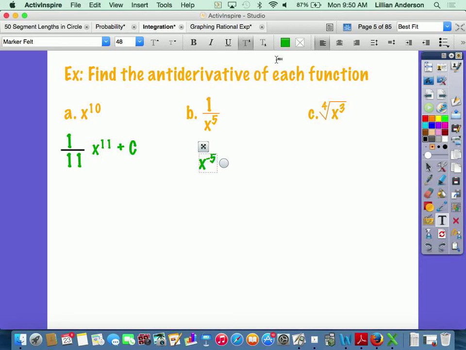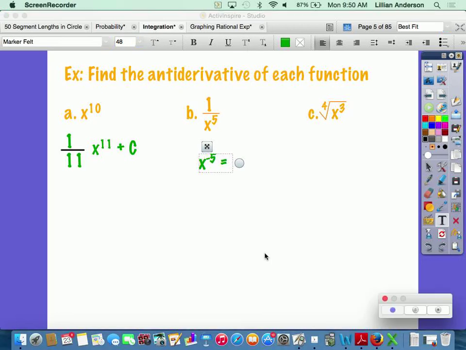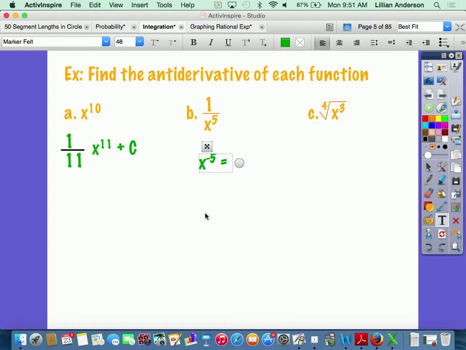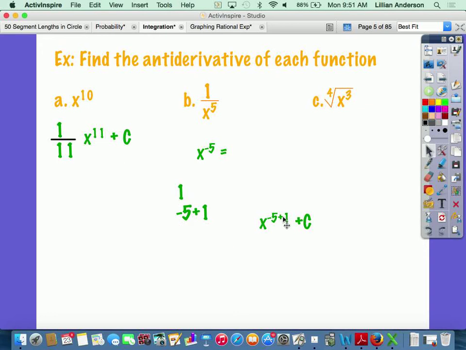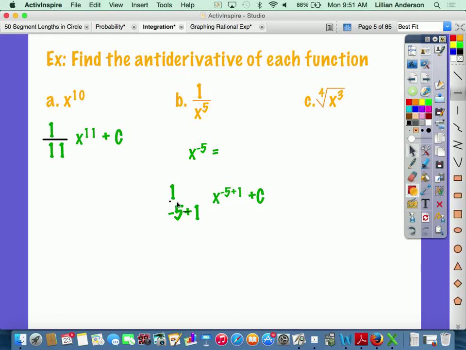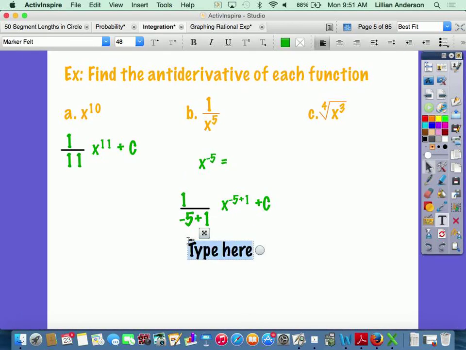Here, to make this problem a little bit easier, we'll just do x to the negative 5. Those rules still apply. So we'll have 1 over negative 5 plus 1, then x raised to the negative 5 plus 1, and we can't forget our arbitrary constant, the plus c. This is just the general rule. Negative 5 plus 1 is negative 4, so we have negative 1 over 4, and x to the negative 5 plus 1 is x to the negative 4. And then of course we have our plus c. So this will be acceptable.